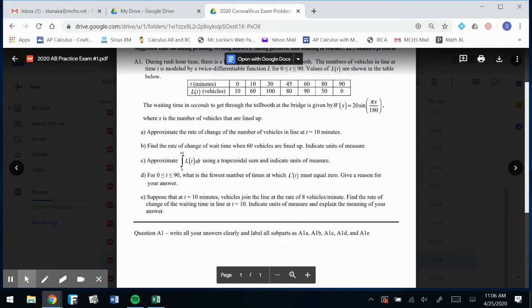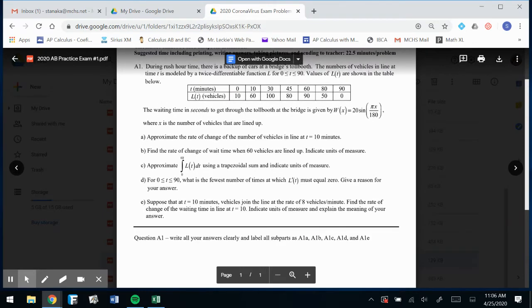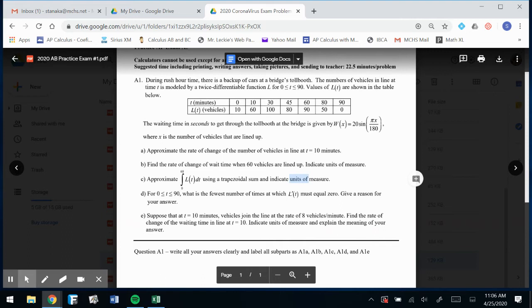So we have: approximate the rate of change of the number of vehicles in line at time t equals 10. Hopefully you read the problem carefully and you were good to go. It says at time t equals 10, and t equals 10 is right there. And rate of change, well, we all know that means f of b minus f of a, right? So how am I going to do this one? I think the smartest way to do this in terms of a rate of change would be to go L of 30 minus L of 0, all over 30 minus 0.